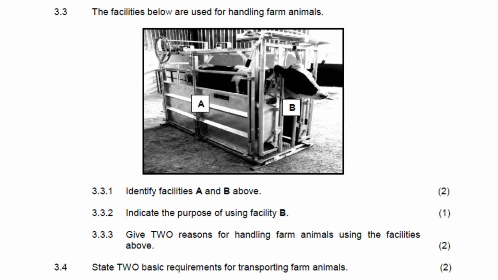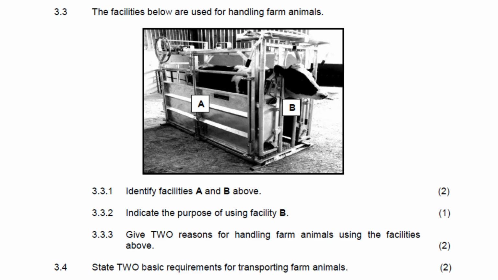So it's used to restrain the farm animals, and this allows the handlers or the farmers or the vet, whoever is doing that procedure, to ensure that the task they are performing is administered safely. And then, give 2 reasons for handling farm animals using these facilities above. Once again, I have mentioned this when I was identifying A and B.